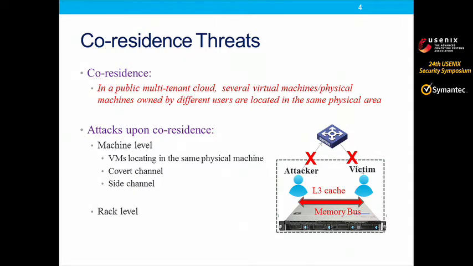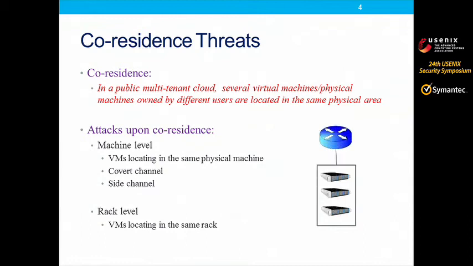Besides such machine-level co-residence, we also have rack-level co-residence, where the attacker deploys attack instances under the same rack as the victim. And there are also attacks derived from rack-level co-residence, such as the power attack, in which threat model the attacker tries to deploy many attack instances under the same rack and increase the power consumption of the servers simultaneously to try to trip the circuit breaker of this rack.